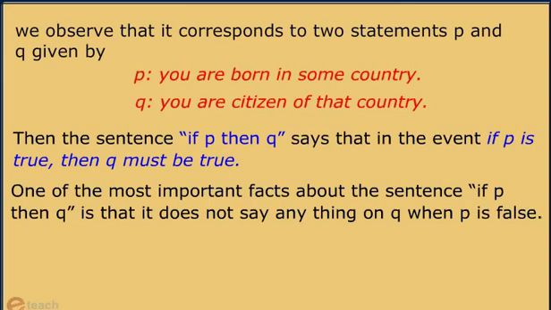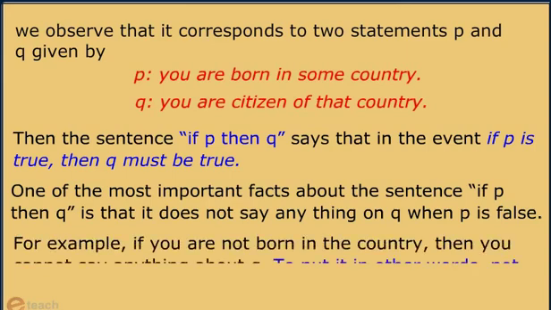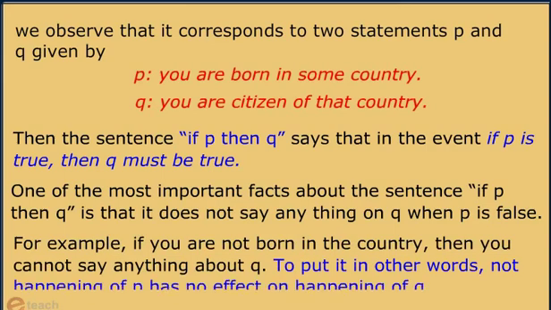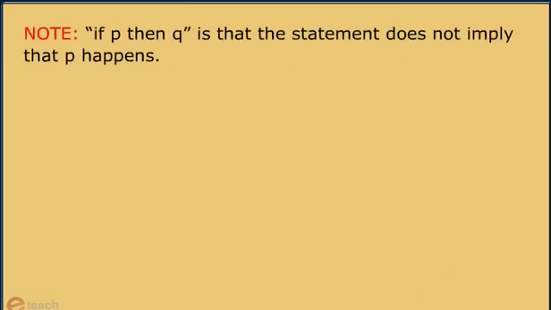One of the most important facts about the sentence "if P then Q" is that it does not say anything on Q when P is false. For example, if you are not born in that country, then you cannot say anything about Q. To put it in other words, not happening of P has no effect on happening of Q. Note that "if P then Q" does not imply that P happens.